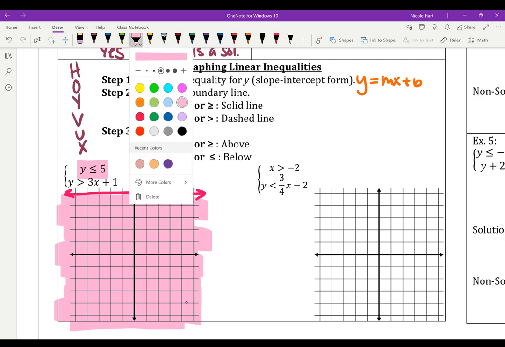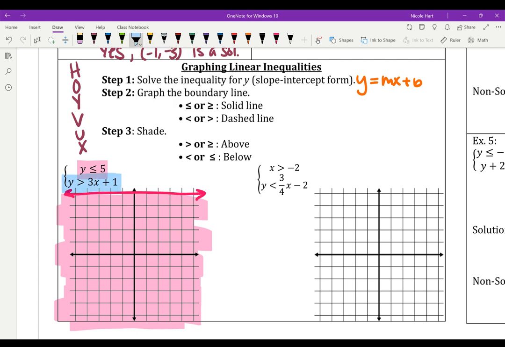So the next equation that we are going to look at is y is greater than 3x plus 1.